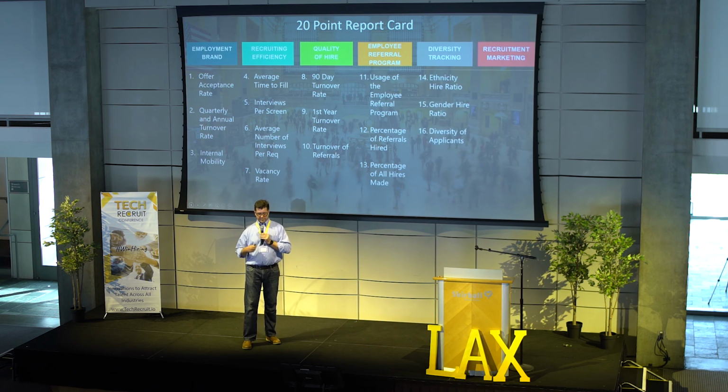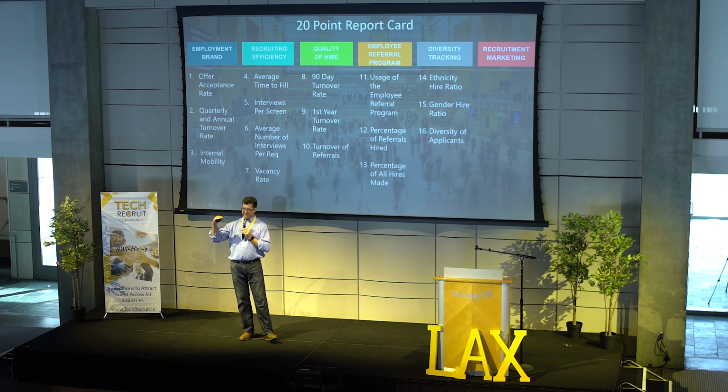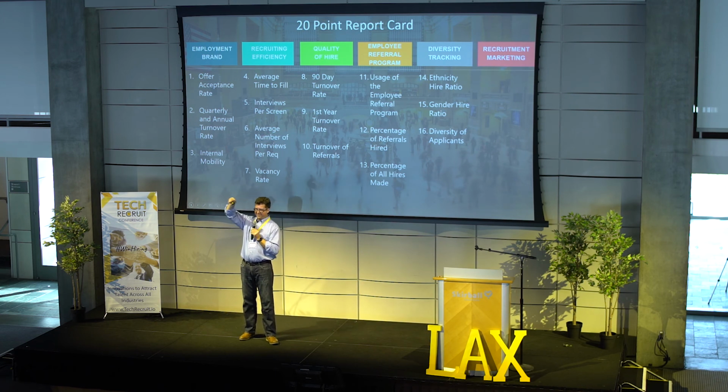Diversity tracking, your ethnicity hire ratio, your gender hire ratio, and then your diversity of applicants. So your hire ratios are that number at the end of the funnel, and then your diversity of applicants is what's the diversity at the top of the funnel. If you're trying to build diversity in your company, are you trying different stuff? Is it working? Where do we stand?